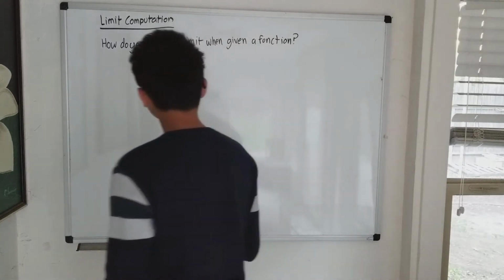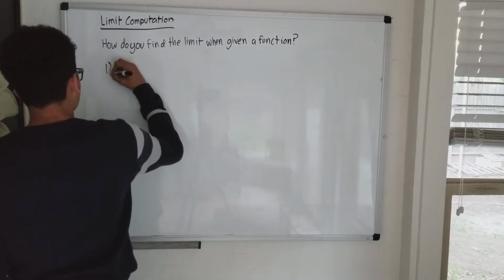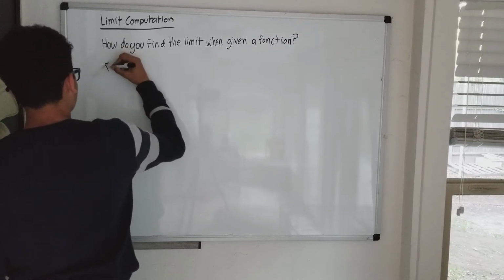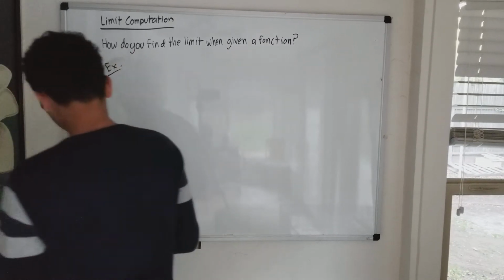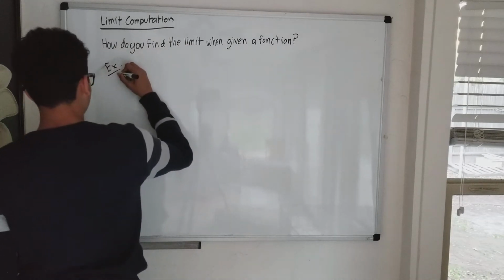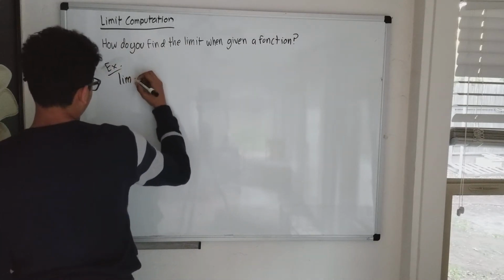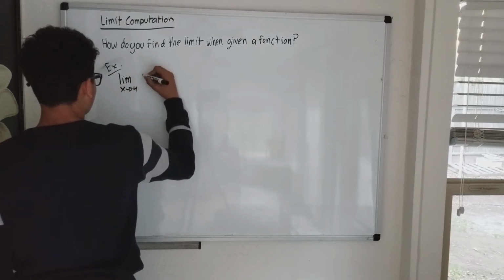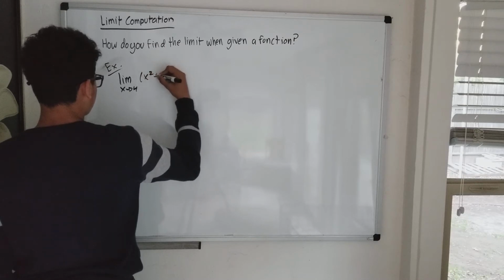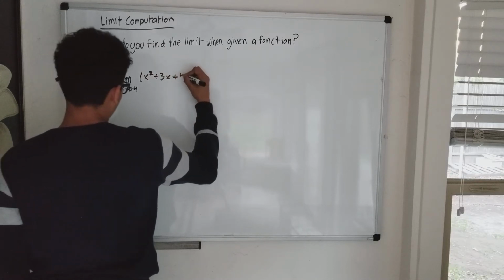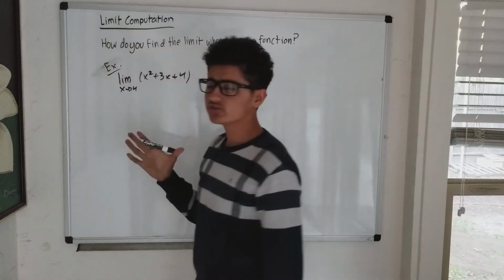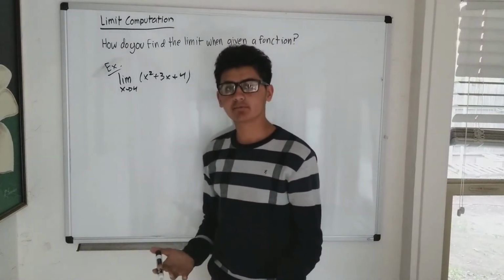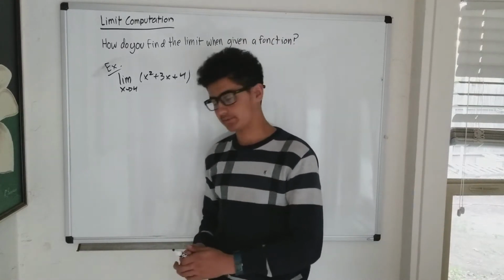So basically, let's start off with an example. Let's not have the number one because it's our first example here. Example. Let's say we're given the limit as x approaches 4 of x squared plus 3x plus 4. The question here is, what would you do in order to find the limit? Now, it is very simple what you do, and I'll also explain why you do it.